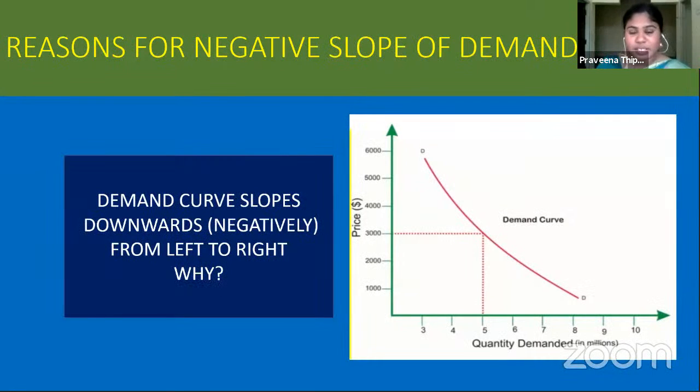Now children, we have observed here that the demand curve is sloping downwards from left to right. So now we will see what the reasons are for the negative slope of the demand curve, why it is sloping from left to right.